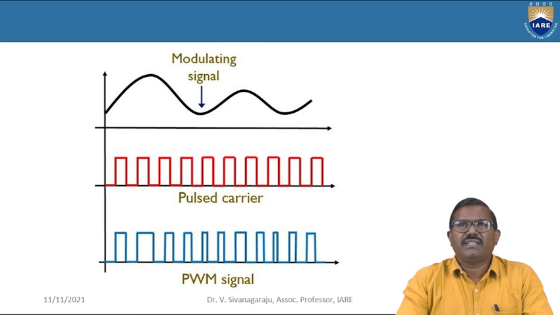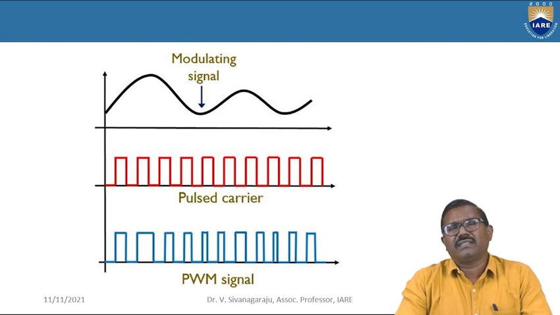So the modulating signal is the message signal, combined with the carrier, and finally we get the pulse width modulation. So the pulse width modulated signal is the output of this monostable multivibrator.